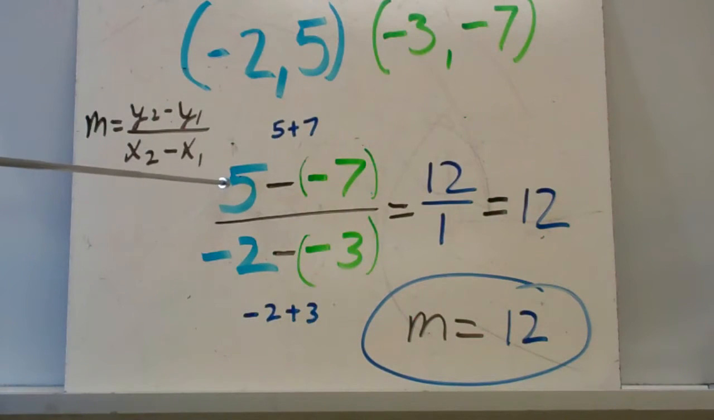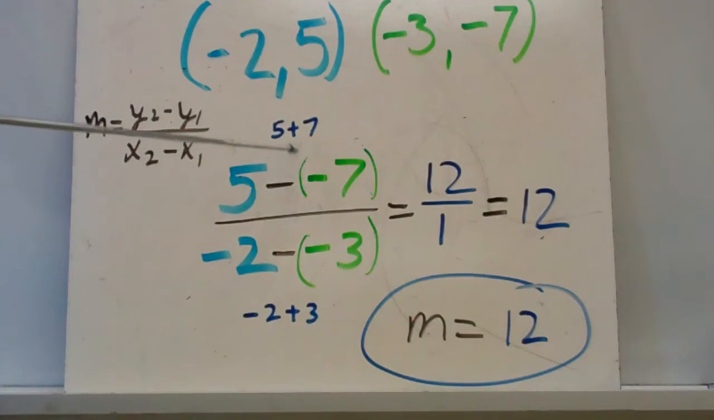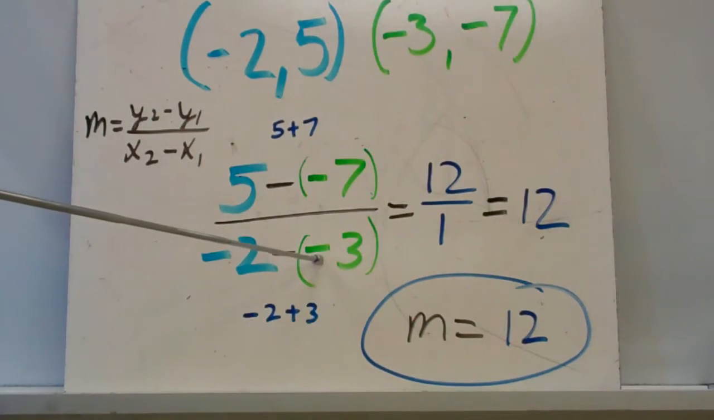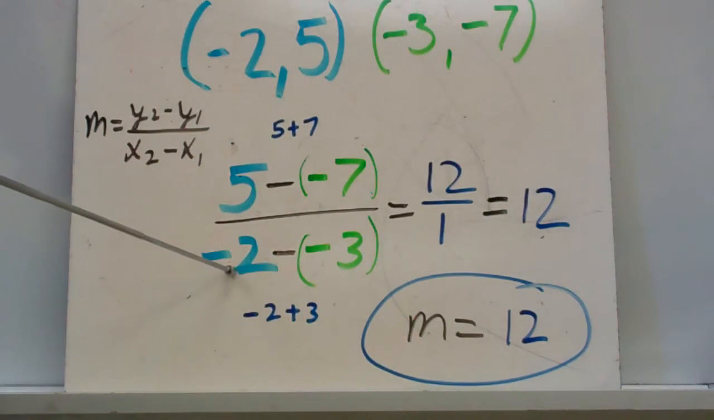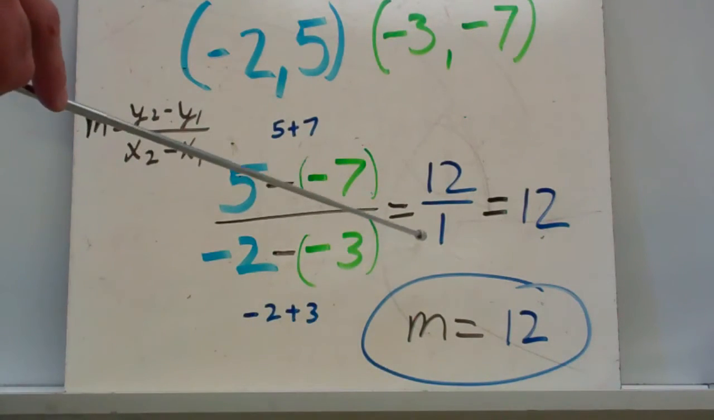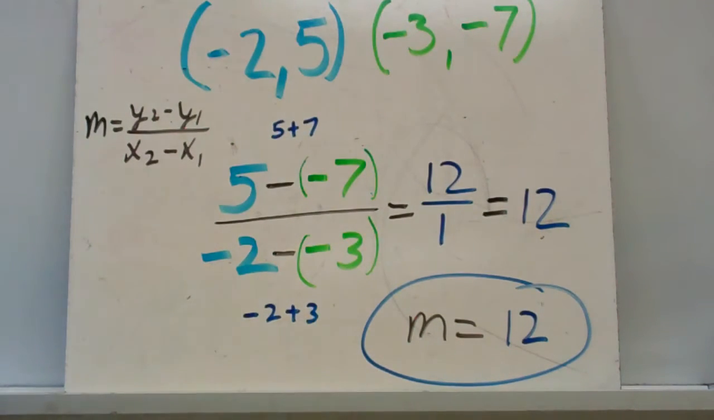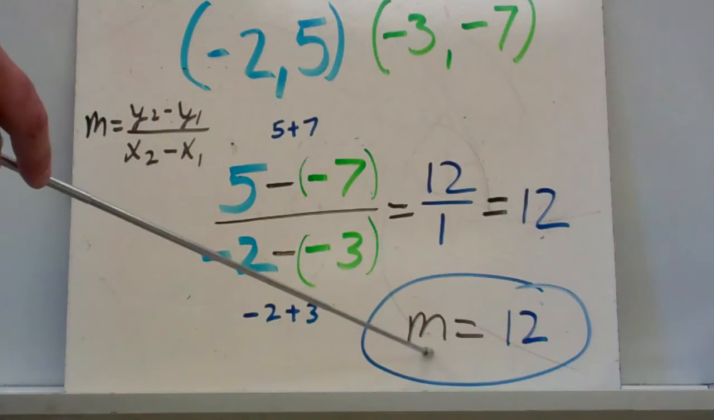So we're going to subtract to find the difference. Now we have a negative here with the 7, and we're subtracting. So remember that that is going to make a positive. So this isn't going to be 5 minus 7, it's going to be 5 plus 7. 5 plus 7 is 12. And again, the same thing is going to happen down here. This double negative will make an addition sign. So we will have negative 2 plus 3, which is positive 1. And we get a slope of 12 over 1, or 12.